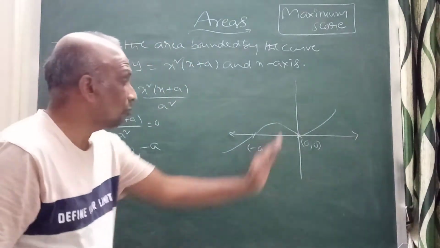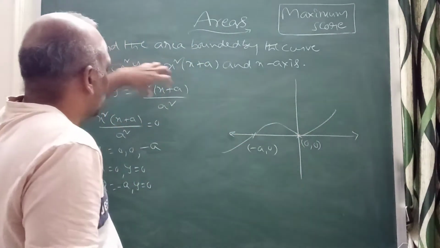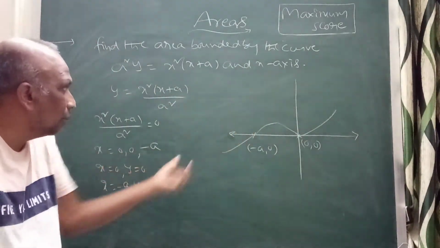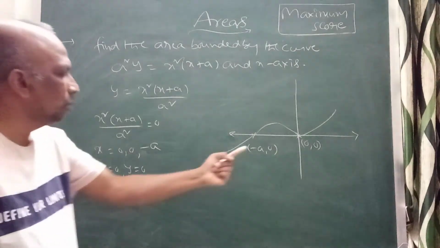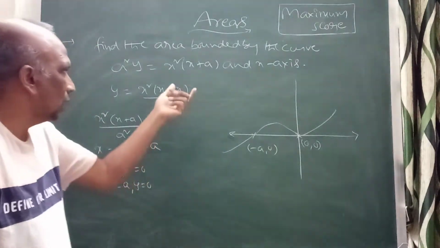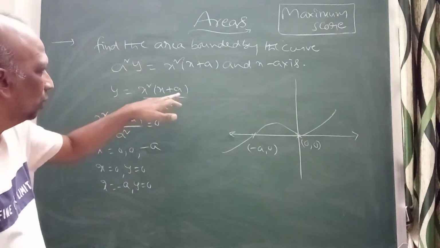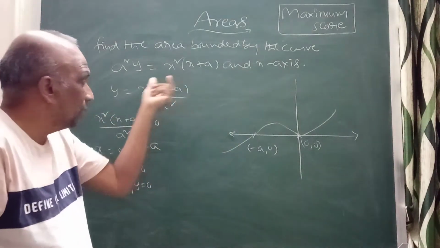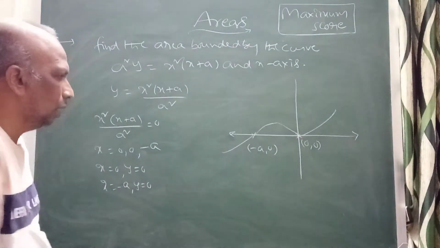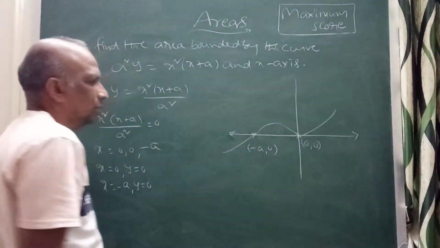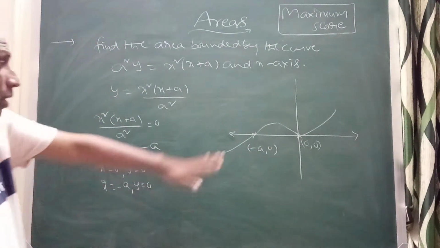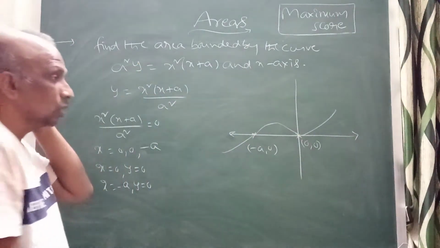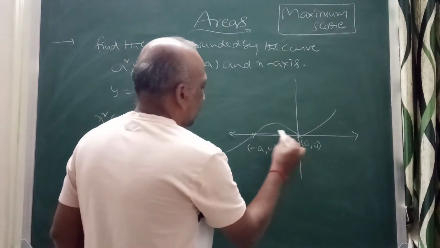Why? Because after 0, if you take any number, it gives a positive value. Left of minus a, the value will be negative, so it will come down here. Correct? At x equal to minus a it will be 0, and to the left of that it comes negative, so the graph will go like this. So with the x-axis, this is the required area.